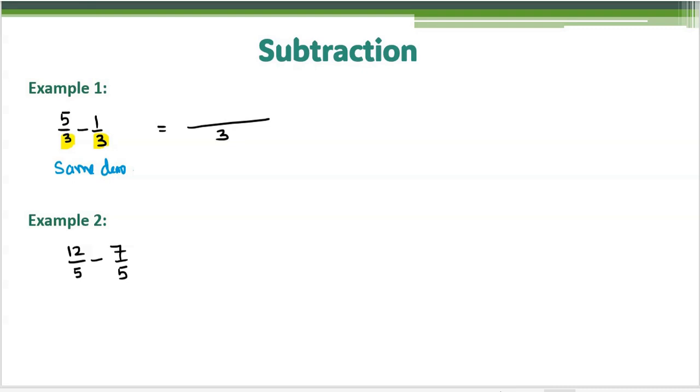We write down the 3 here, the same denominator. And for the numerator, we just do the subtraction of 5 and 1. So we write 5 minus 1. In the addition, we just did the plus. Okay. Here it's just minus. So you get 5 minus 1, that is 4 over 3. And done. Let's take another one.